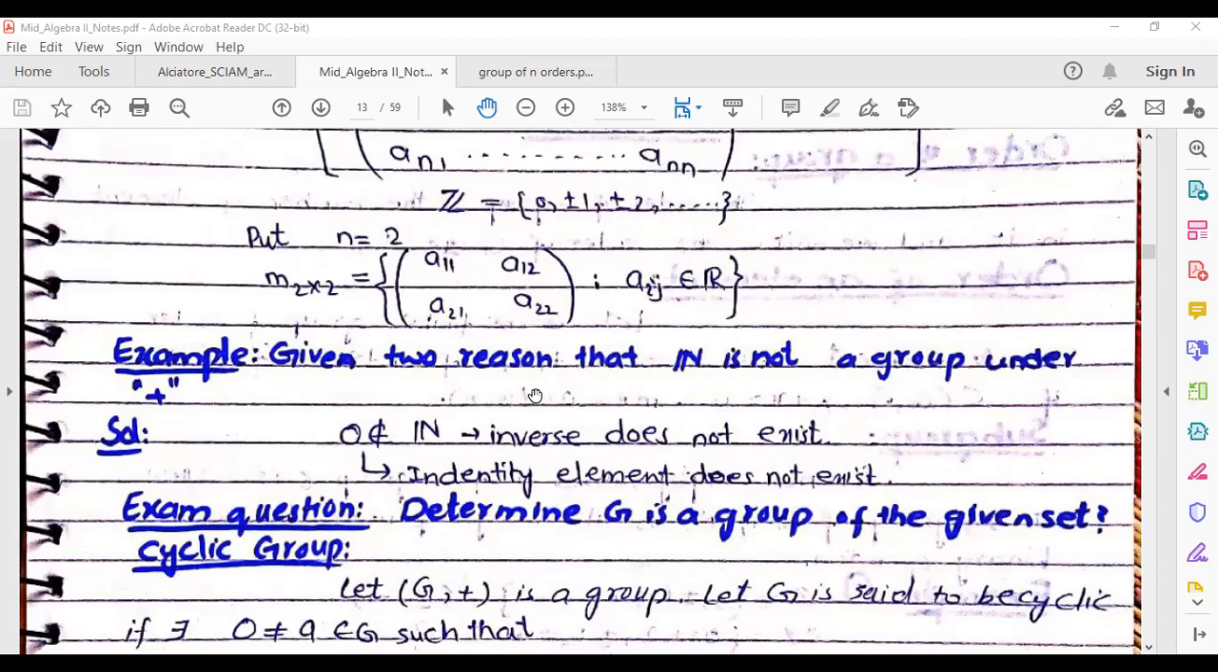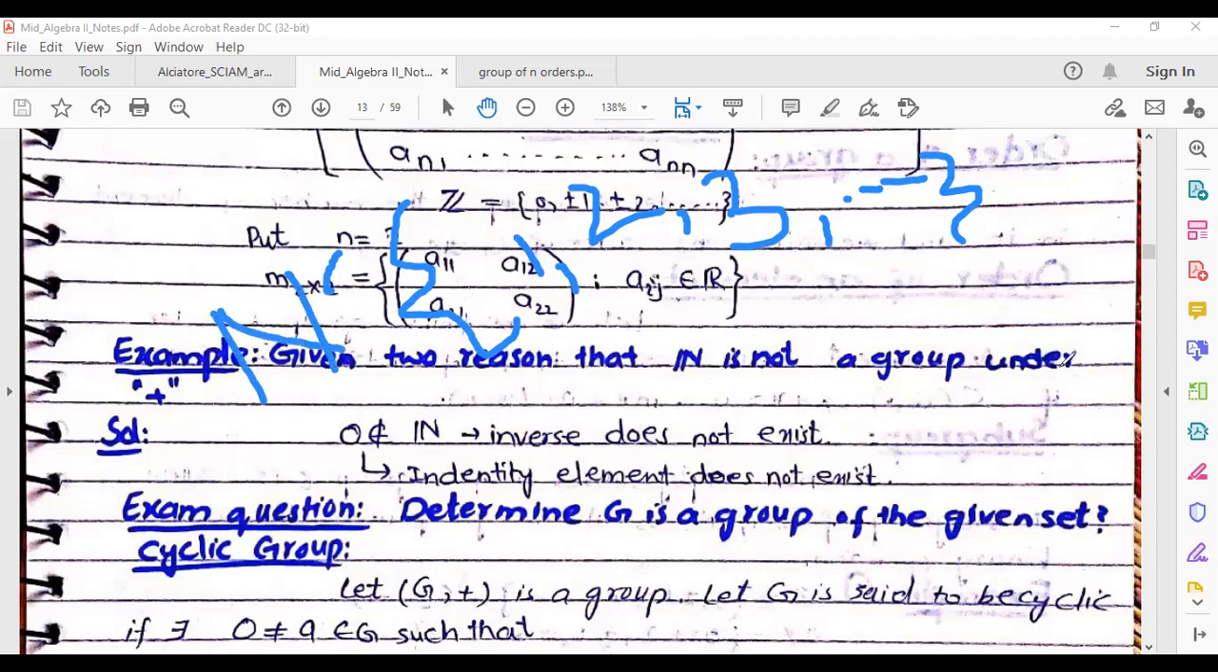So here is one example, a very common question that every teacher can ask, or every student of group theory must know. Give two reasons why the natural numbers are not a group. They say the set of natural numbers is a group, but it is not a group. But why? Reason: in the previous lecture I explained what the set of natural numbers is. The set of natural numbers is such a collection which starts from 1, 2, 3, and so on, continues. So this is our set of natural numbers, and it is not a group.